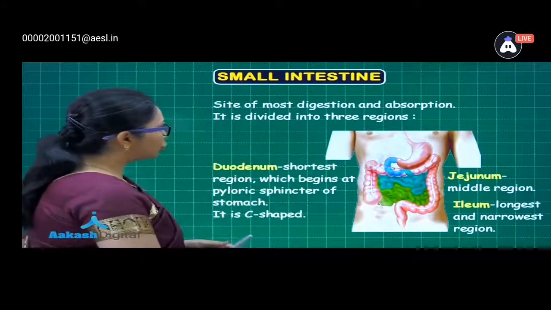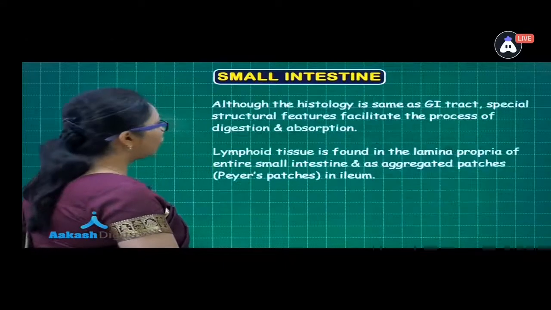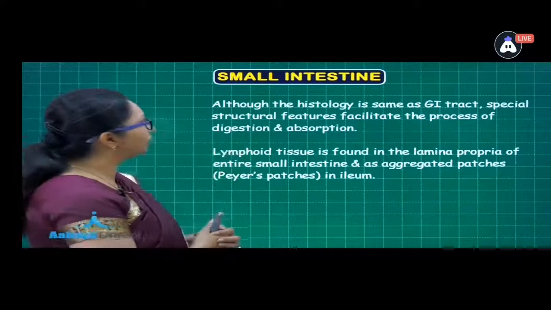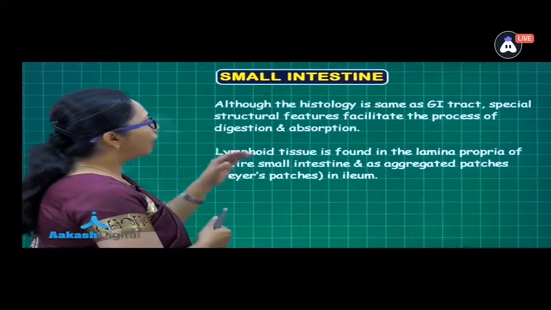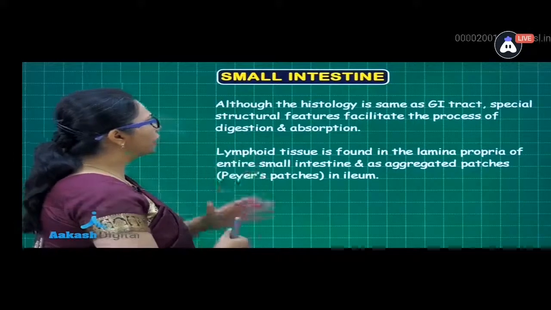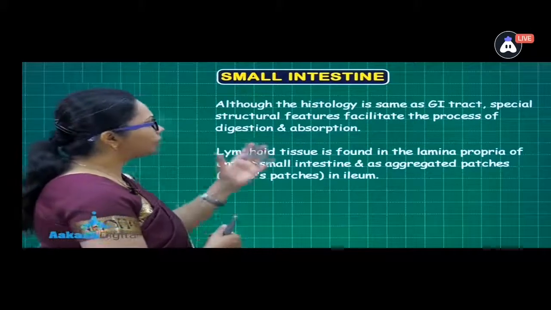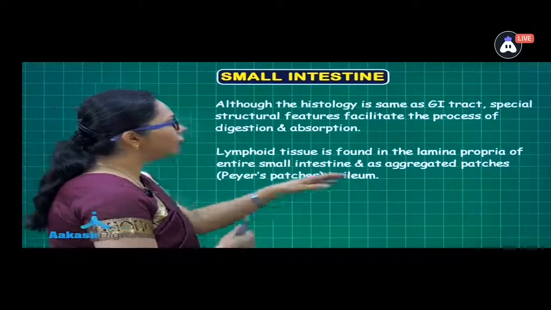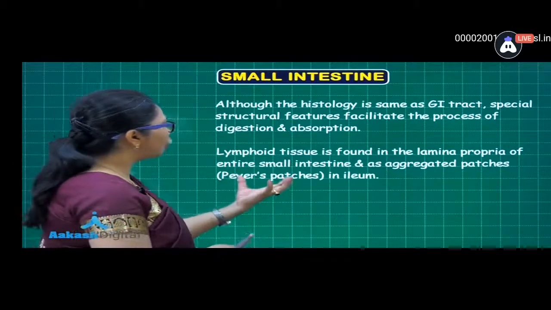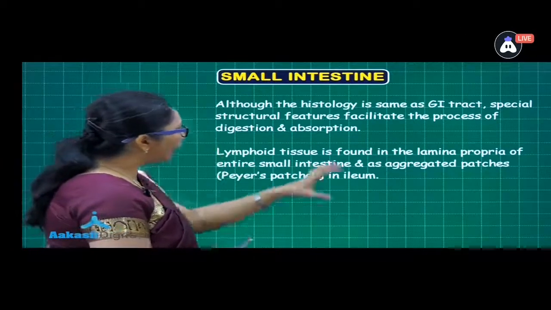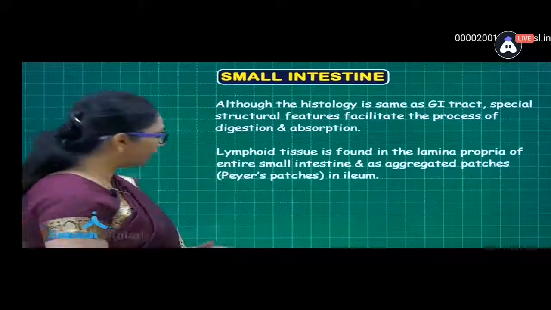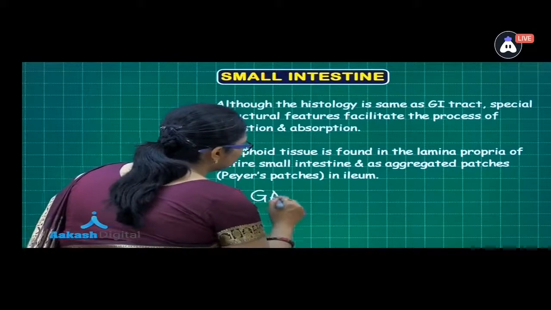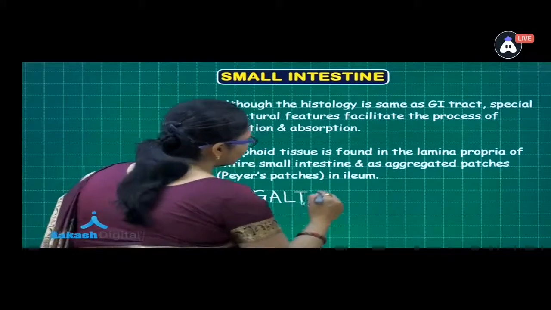Now, if we take the histology of the small intestine, what do we find is, it is almost same as that of the GI tract, that is our gastrointestinal tract, but there are certain differences. One is, of course, there is lot of lymphoid tissue that is present in the lamina propria, although this is all along the gastrointestinal tract, but in ileum we have aggregated patches which is called Peyer's patches. And this entire lymphoid tissue which is found in our alimentary canal, that is called GALT, that is gut associated lymphoid tissue.